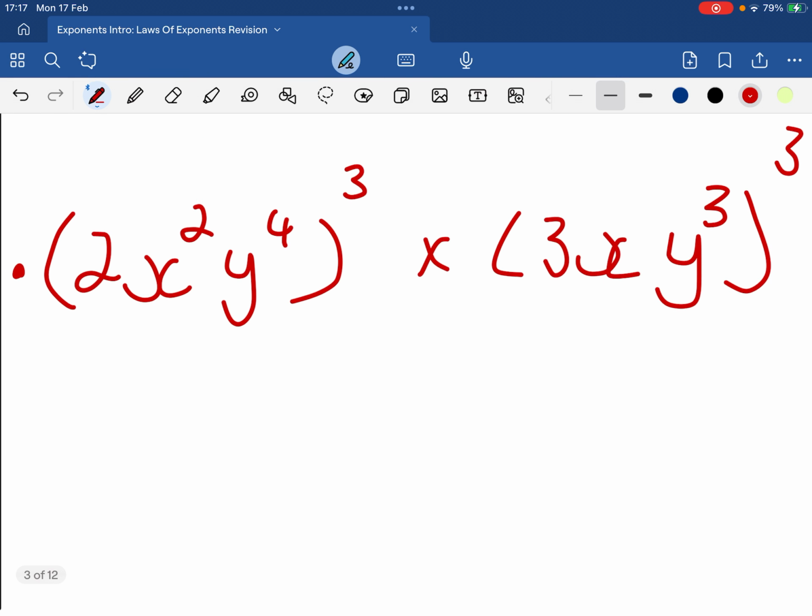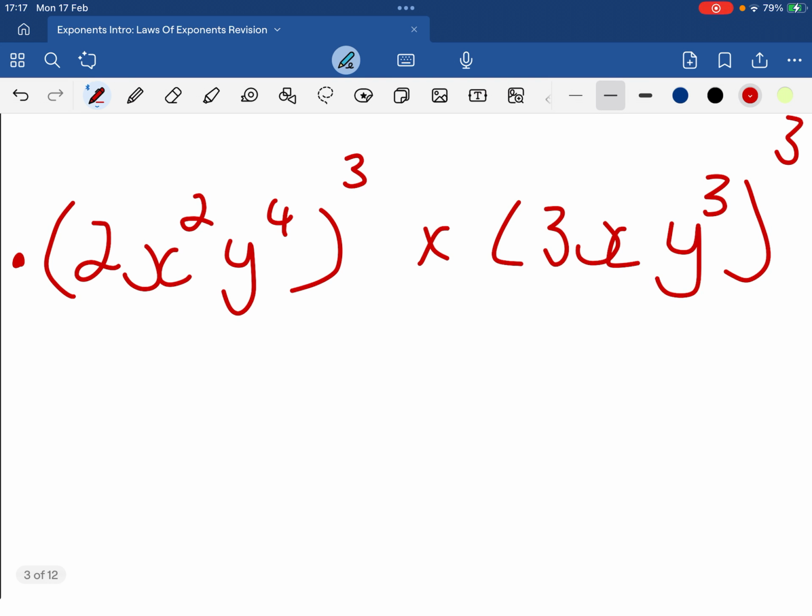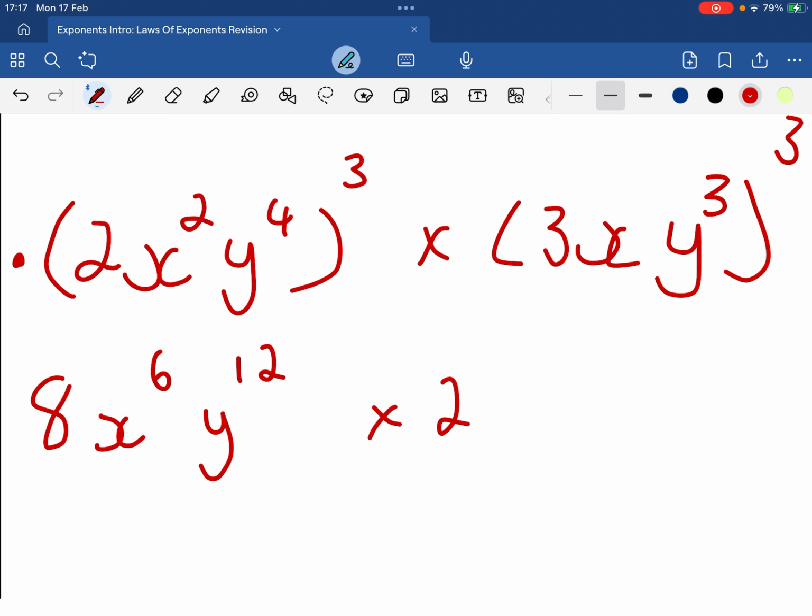Here's one more example. If we had this question, then we would first, again, distribute this 3 to every single one of those bases. 2 to the power of 3 is 8. But if you're raising x squared to 3, then you must multiply the 2 with the 3. So this is x to the 6. This is y to the 12. Multiplied by 3 to the power of 3 is 27. And x to the 3 and y to the 9. Now, 8 times 27, according to my calculator, is 216.